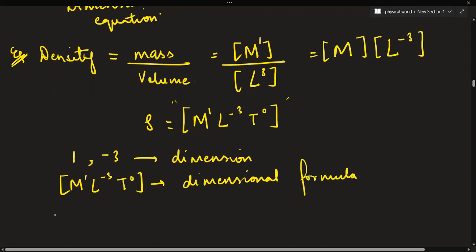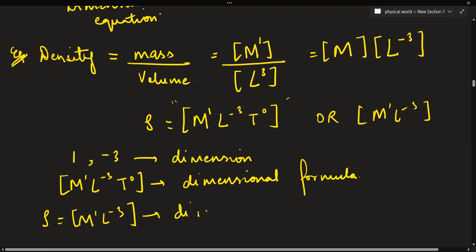And if you write the complete statement, rho is equal to M L to the power minus 3. Even if you write it till here, no need to mention time because time is not there. This is also correct. You can write it in terms of M L to the power minus 3. So this becomes your dimensional equation. All right, so just note this down as well, then we'll do something else.